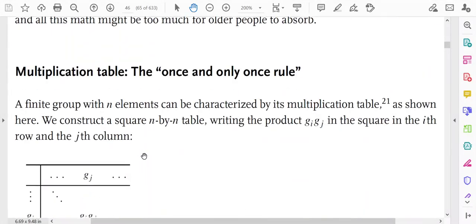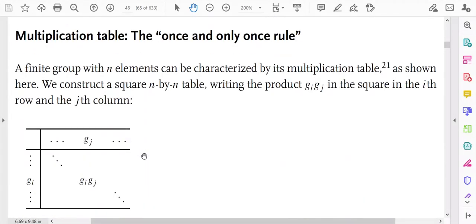Now I will come to the discussion about the multiplication table, and at first we will learn a rule, that is the once and only once rule. A finite group with n elements can be characterized by its multiplication table. So if a group has n elements, that particular group can be represented as a table which is known as the multiplication table, and we construct a square n by n table.